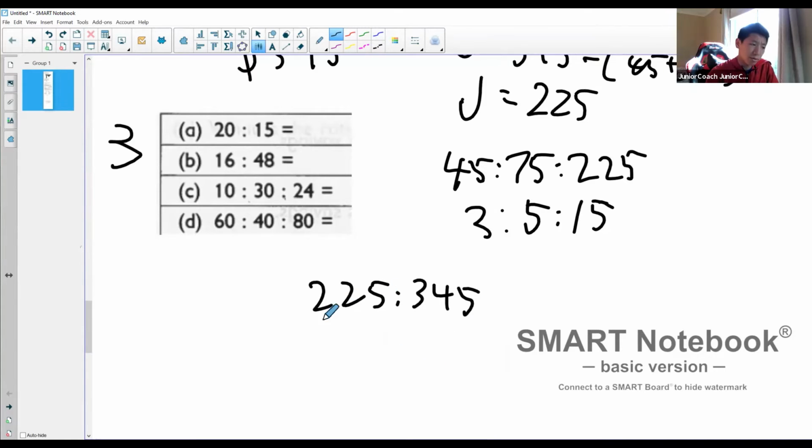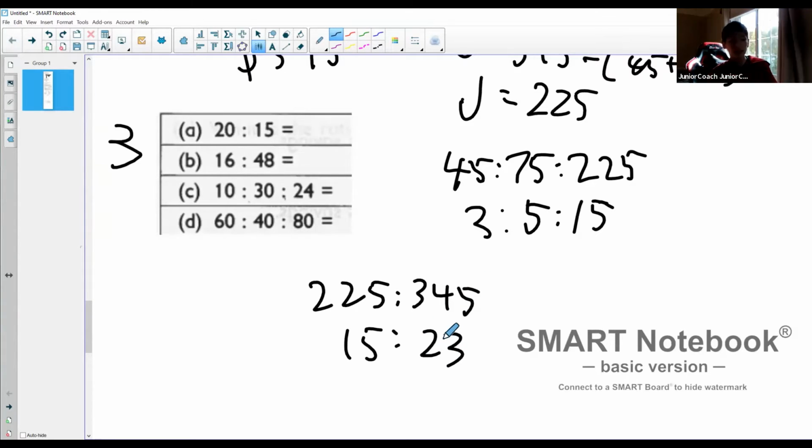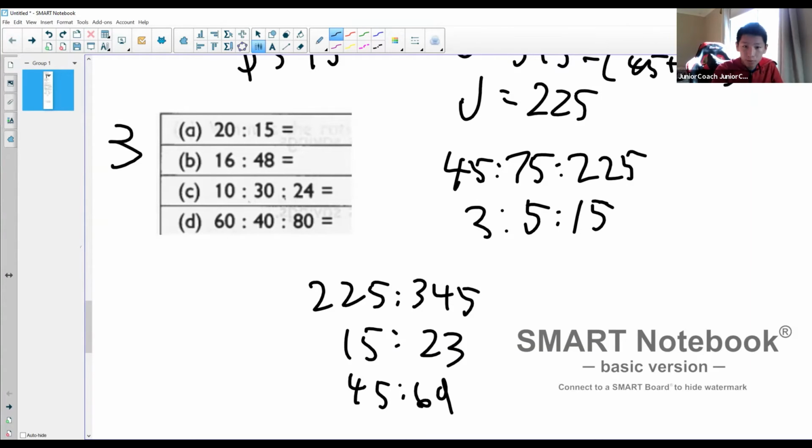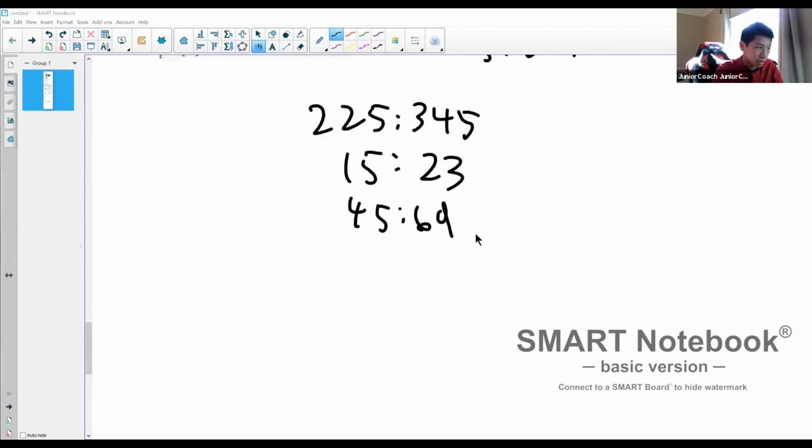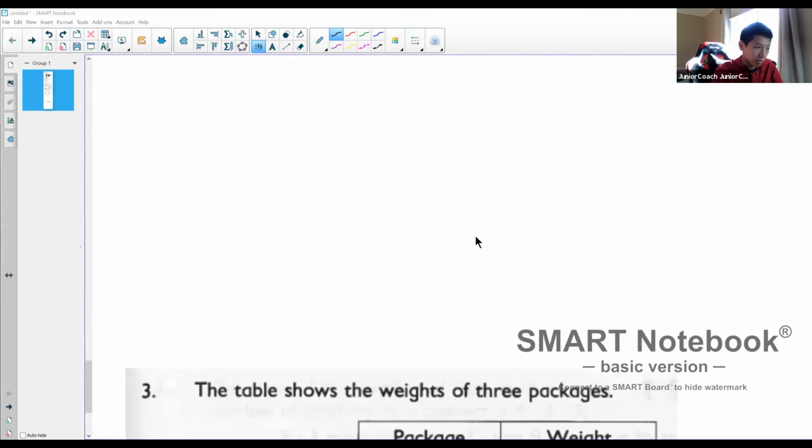Wait, I can. It's divisible by 15. Yeah, we get 15, and then this is divisible by 15. We get 23. Yeah, so a lot of people got 45 to 69, and 45 to 69. You aren't wrong. That is the ratio it is, but we're gonna simplify it because it makes it much easier. So yeah, just try to simplify.